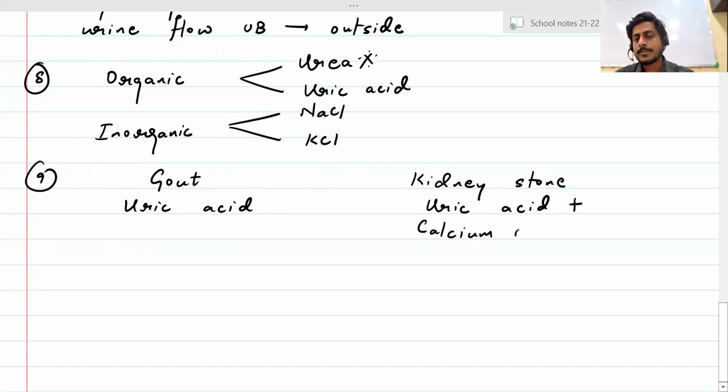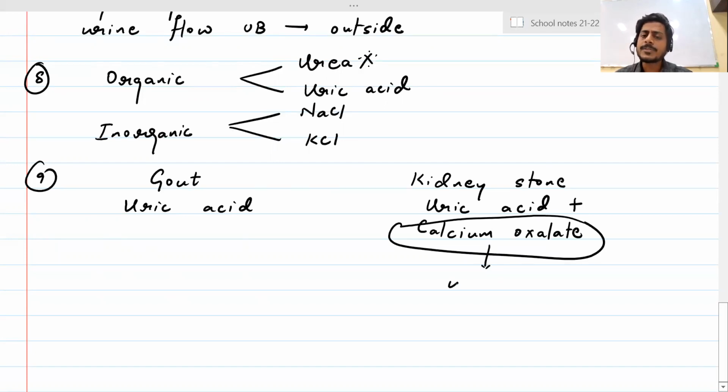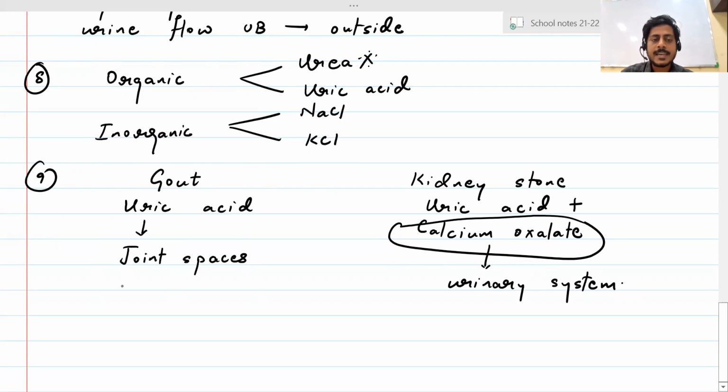So the major component, or the word that you remember for kidney stone, would be calcium oxalate. Calcium oxalate crystals can get deposited anywhere in the urinary system. You can have it in the kidney, the urinary bladder, in the ureter, while uric acid is getting deposited in joint spaces. So your joint spaces is important. And because of this, there is inflammation of joint spaces. Inflammation is characterized by redness, pain, swelling. So inflammation of the joint spaces due to deposition of uric acid crystals.